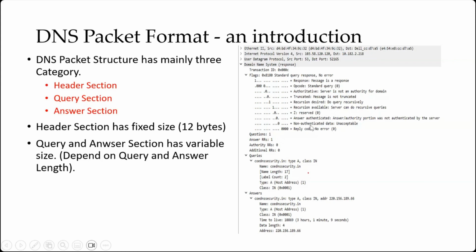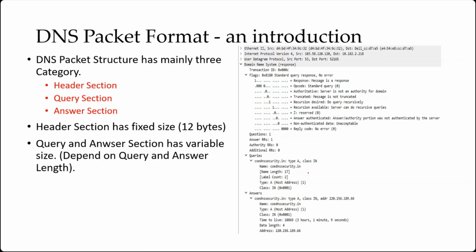Bit 12, I will come to after some time. Bits 13 to 16 represent the query response code, means whether the query has a format error, server failure, or no error, and whether the domain exists or not. It will come under these last 4 bits. The other bits, 10 and 12, are not used. They are reserved for future purposes.